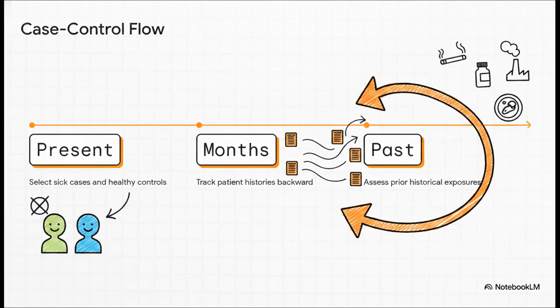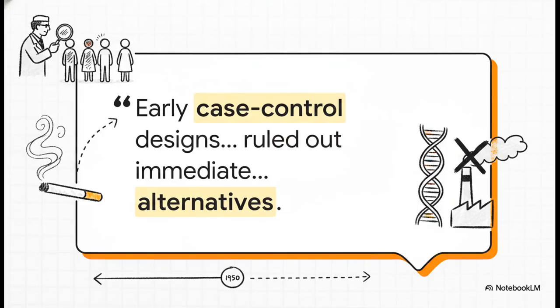So because a snapshot can't actually prove what came first, we need a retrospective approach. In a case control design, we start right now, in the present day, by selecting 2 distinct groups. We've got our cases, who are individuals that are already sick with the disease, and our controls, who are perfectly healthy but come from that exact same population. Once we have our 2 groups, we track their patient histories backward in time. We're looking into the distant past to uncover what prior historical exposures might actually explain why the cases got sick and the controls didn't.